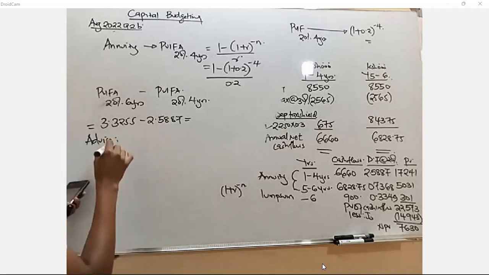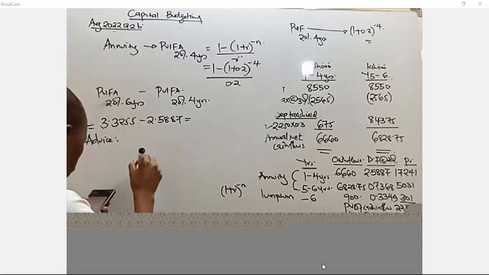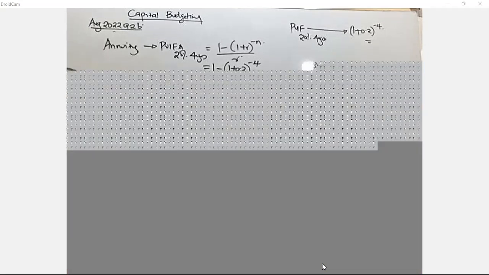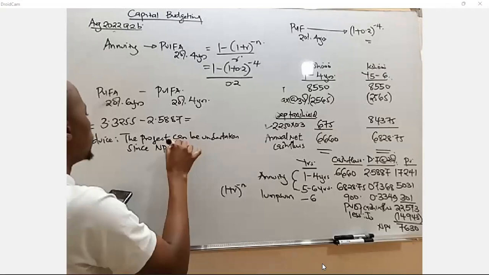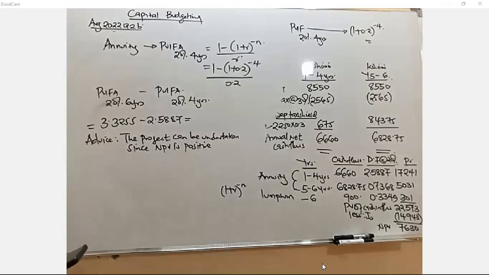will be the project can be undertaken, or the machine can be purchased because NPV is positive. Because NPV is positive. So we can be able to undertake the project. That is what it is all about the question.